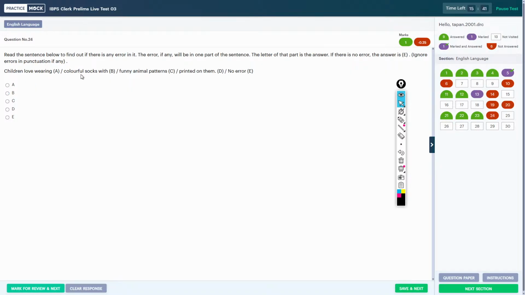Children love wearing colorful socks with funny animal patterns printed on them. I mean, for things you are not preferably using them. So I'll just go with this correction: children love wearing colorful socks with funny animal patterns printed on them.